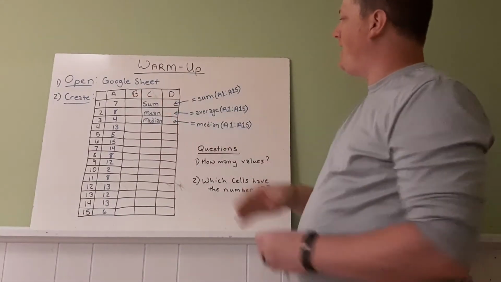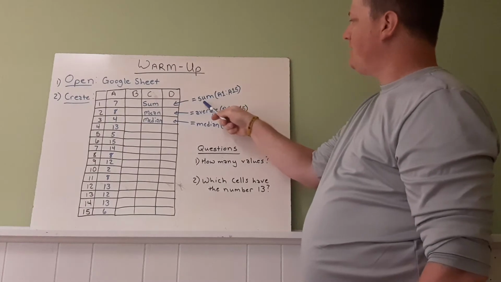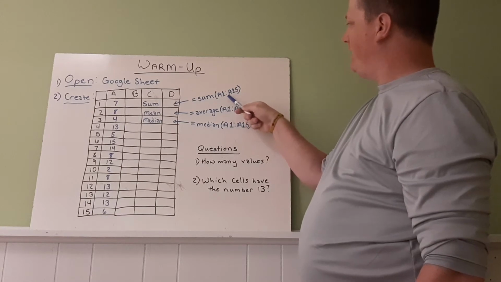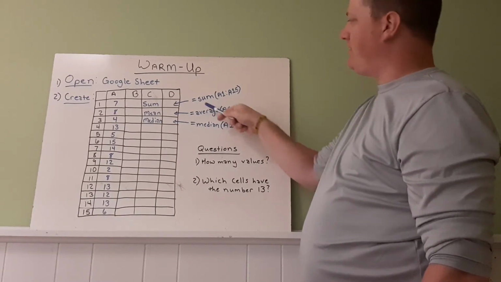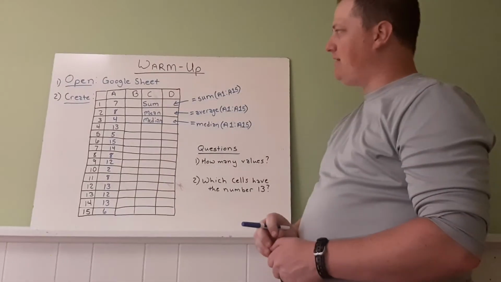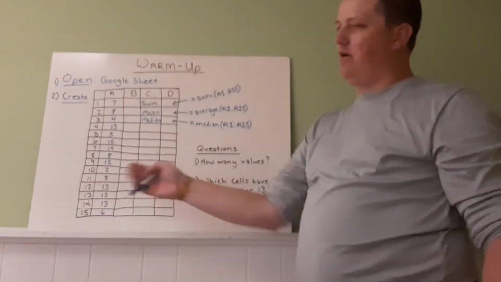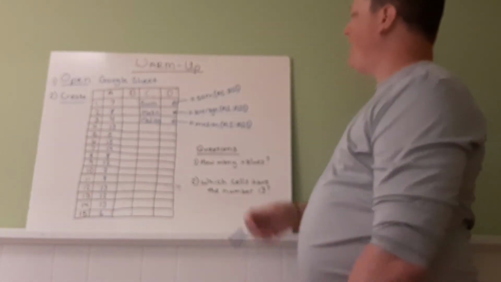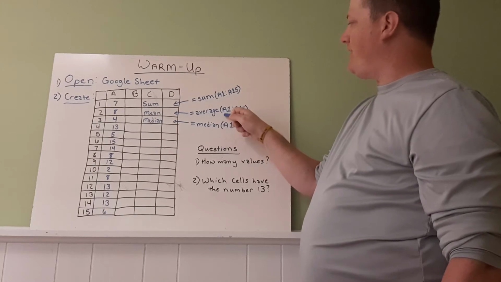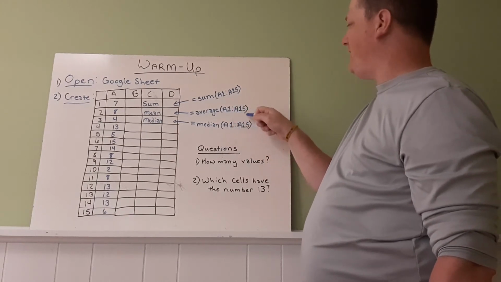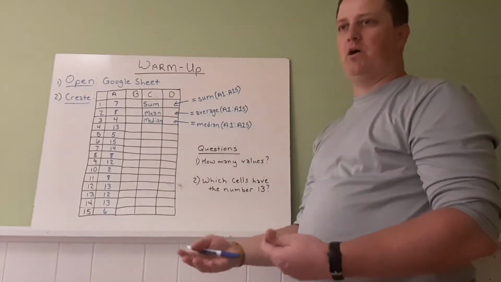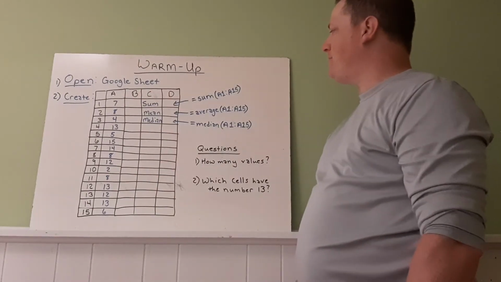In D1, I want you to write equals SUM parentheses A1 colon A15 parentheses. Type this exactly as you see it, with the equal sign all the way to the end parentheses. When you hit enter, it should add up all 15 numbers for us. In D2, I want you to type in equals average parentheses A1 colon A15 parentheses. When you hit enter for that, it should find the average of this. Add them all up, divide by the fact that there's 15 numbers.